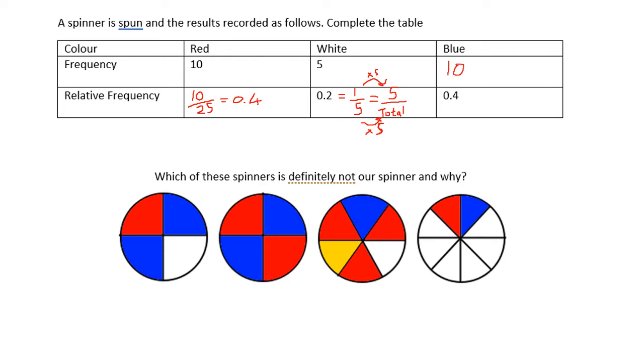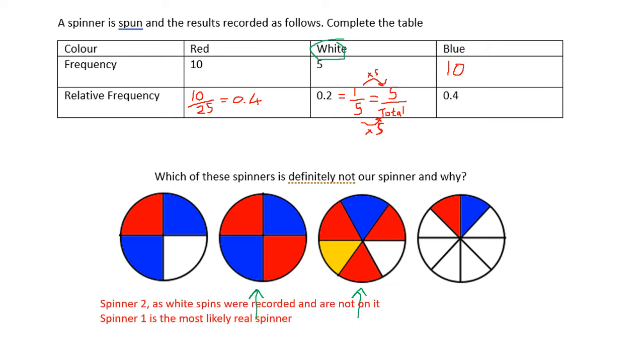Now the follow-on question here is to say which of these spinners below is definitely not the one that was being used, and you might be originally tempted towards this fella here because it's got a yellow sector, and certainly we didn't record any yellow results, but that can happen. Experimental probability isn't 100% reliable. It can have streaks and bias and luck. But what we can say is that this second spinner here definitely can't happen because we recorded some white spinner results, and this is the only spinner that doesn't have a white sector. So I would say something like this.